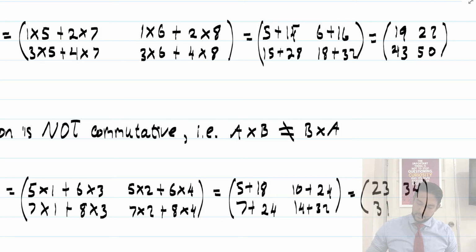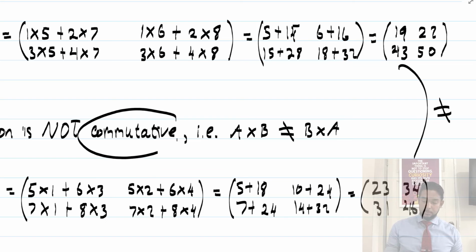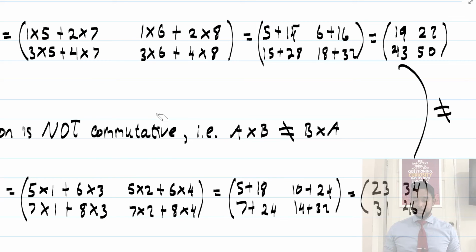7 and 4 is 31, 14 and 32 is actually 46. And these two are not equal to each other. So once again, just to drive home the point, matrix multiplication does not conform to the commutative law. The order in which the matrices are multiplied does matter. A multiplied by B will not give you the same as B multiplied by A. As I said, there's one exception to that, which I will cover in a future video.